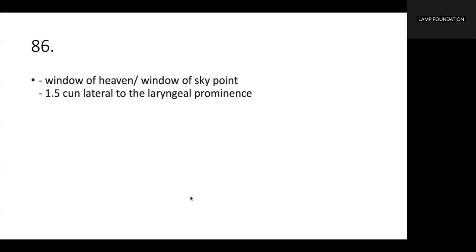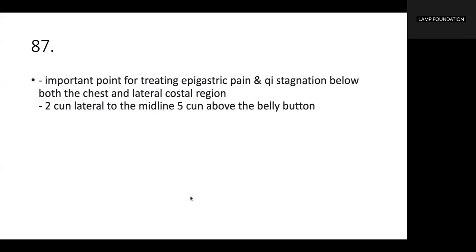Okay. Ay nako, this is so good. Window of heaven or window of sky point, 1.5 cun lateral to the laryngeal prominence. Stomach 9. Important point for treating epigastric pain and qi stagnation below both the chest and lateral costal region. This is located 2 cun lateral to the midline, 5 cun above the belly button. Stomach 20. Anong stomach 20? 21. 21?